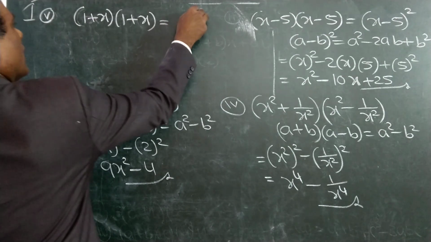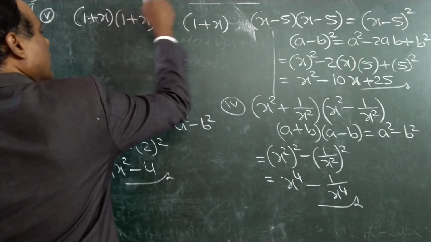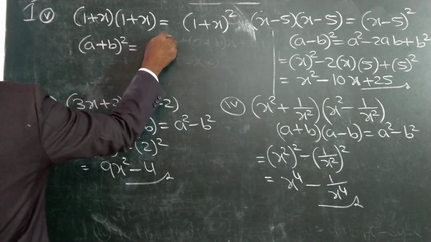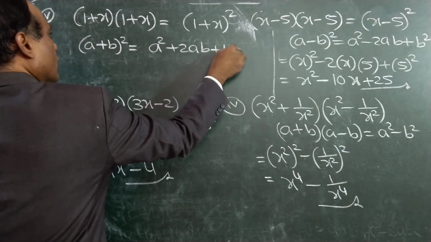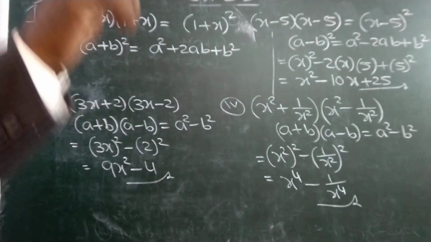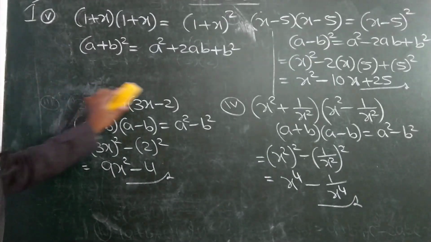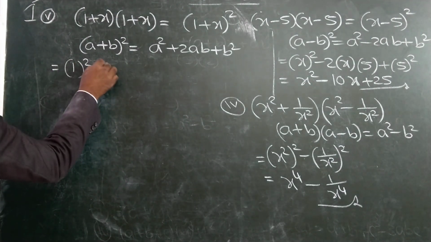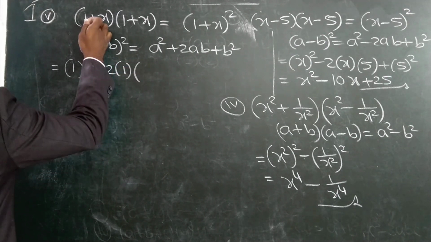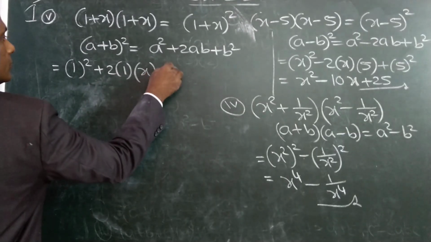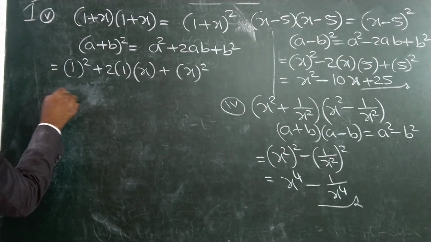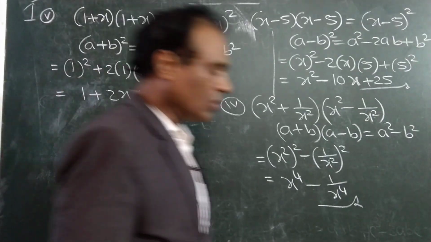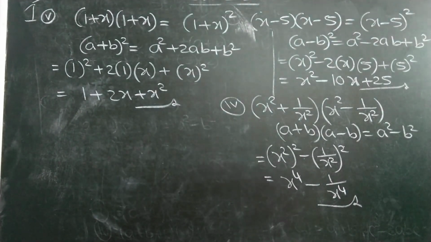One plus x into 1 plus x, that is 1 plus x whole square. So a plus b whole square formula, a square plus 2ab plus b square, that is the second identity as per your order. So substitute the values. a is 1 square plus 2 into a is 1, b is x. That's all. First bit is over. Students, see the textbook and write down the second question.